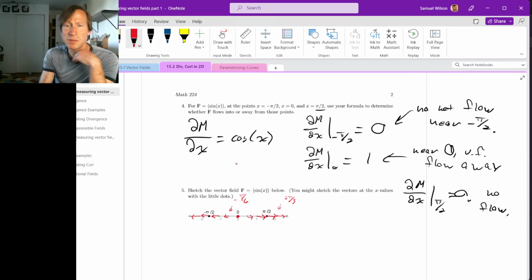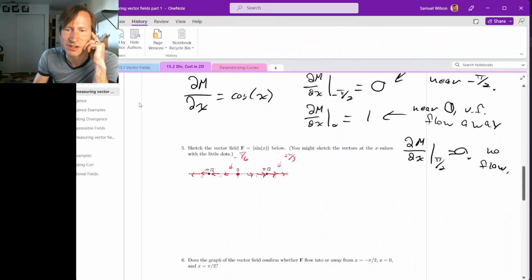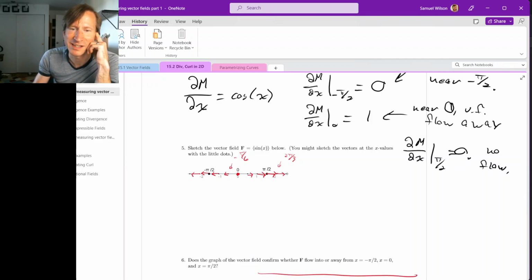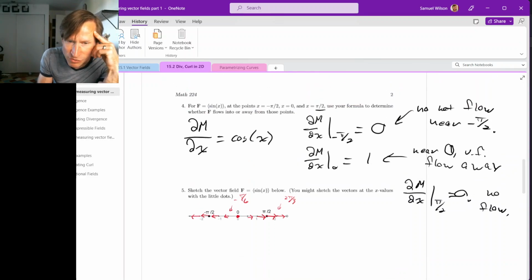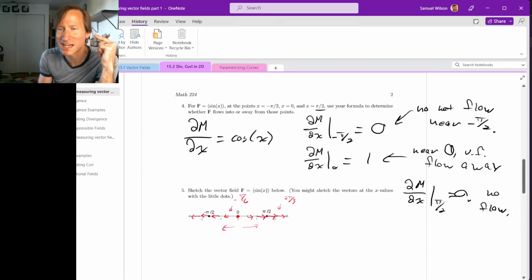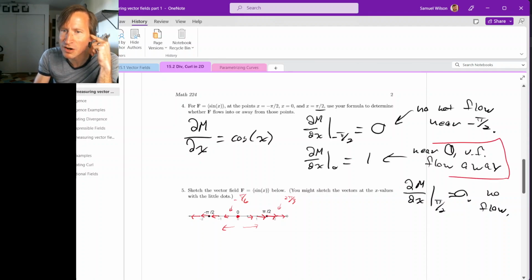Okay. Now let's compare these two. The whole idea is to compare these two to see if what we calculated is matching what we see in the picture. So if we look near 0, to the right, the vector field is flowing to the right. To the left of 0, the vector field is flowing to the left. So this vector field is definitely flowing away from x equals 0. And that confirms our calculation, right?